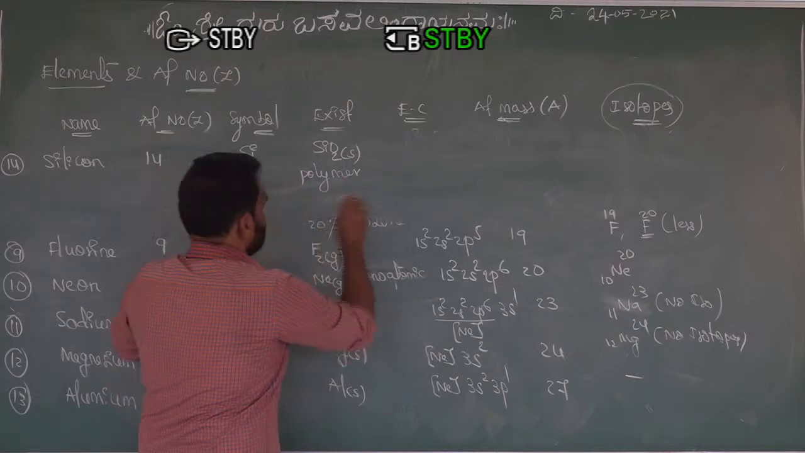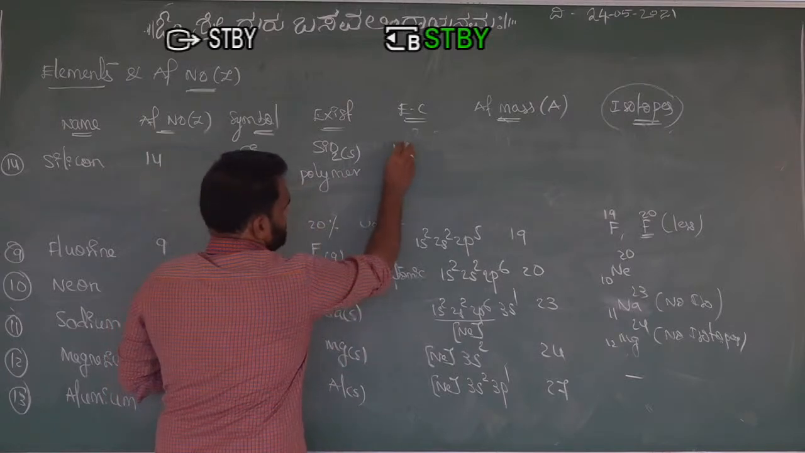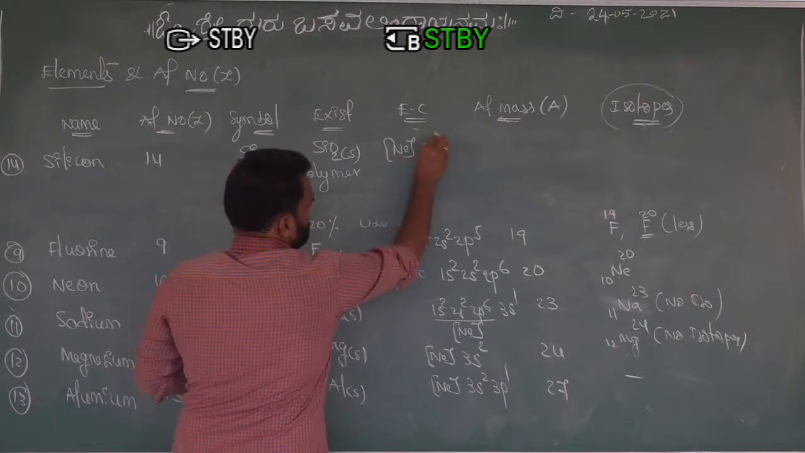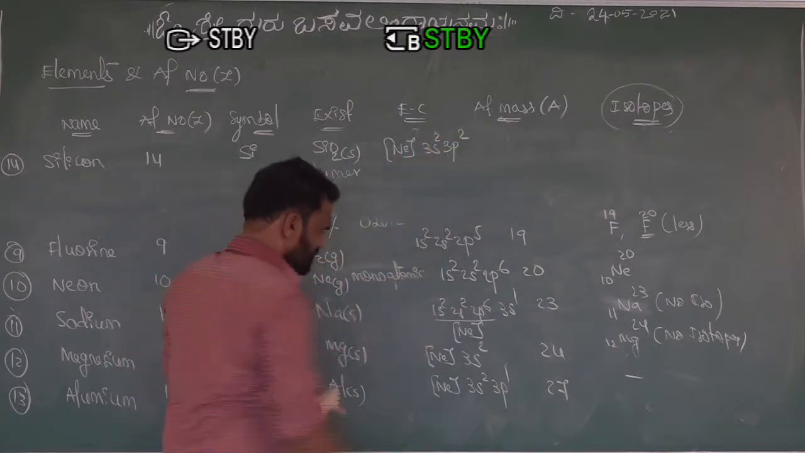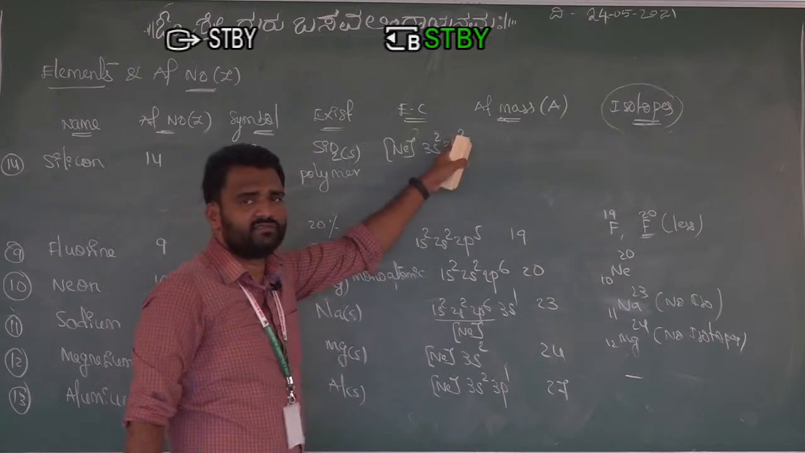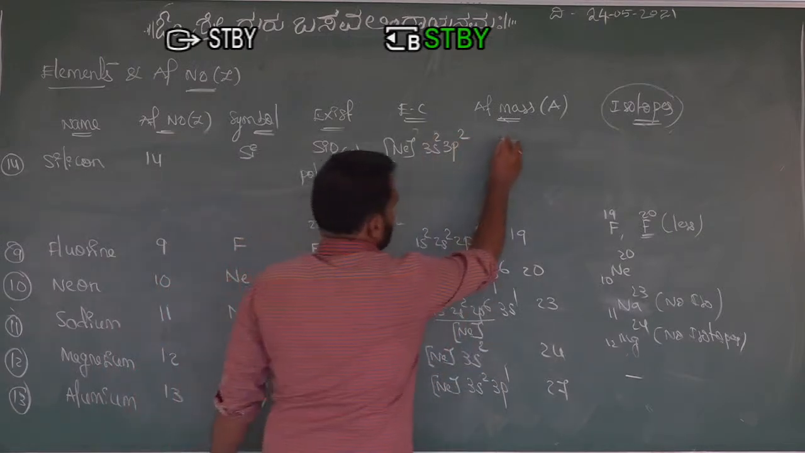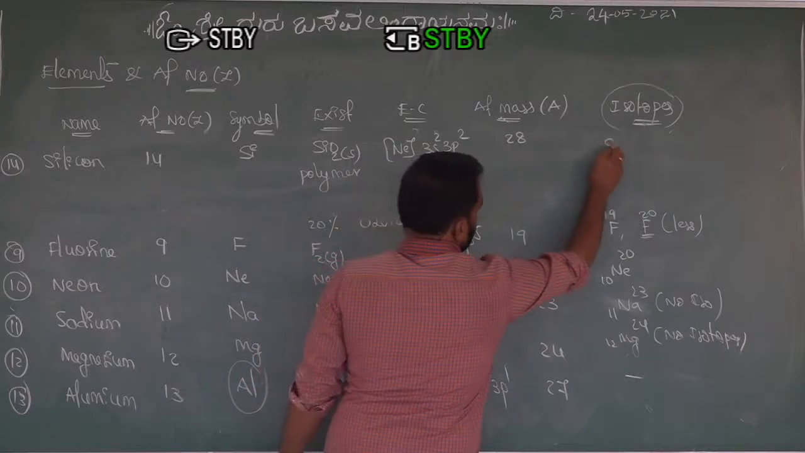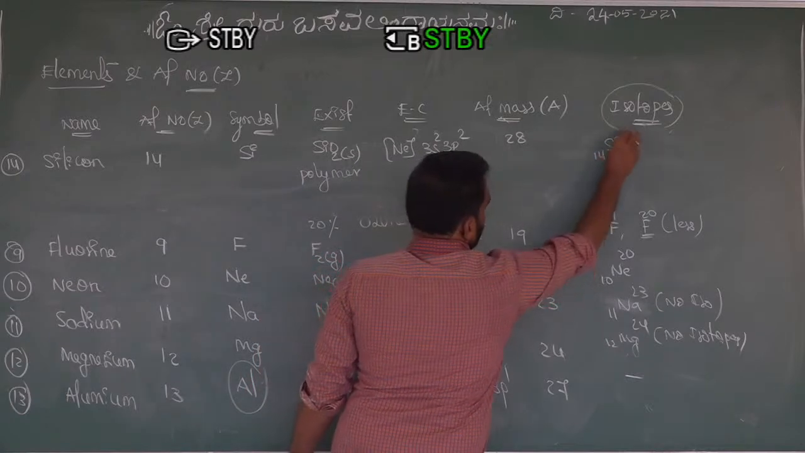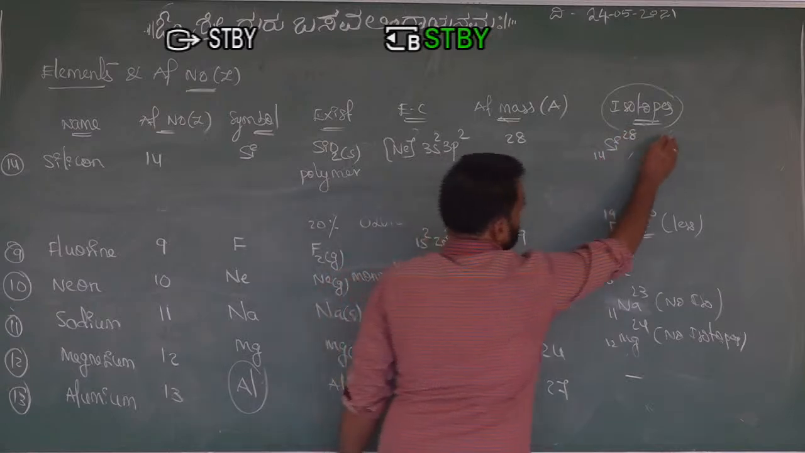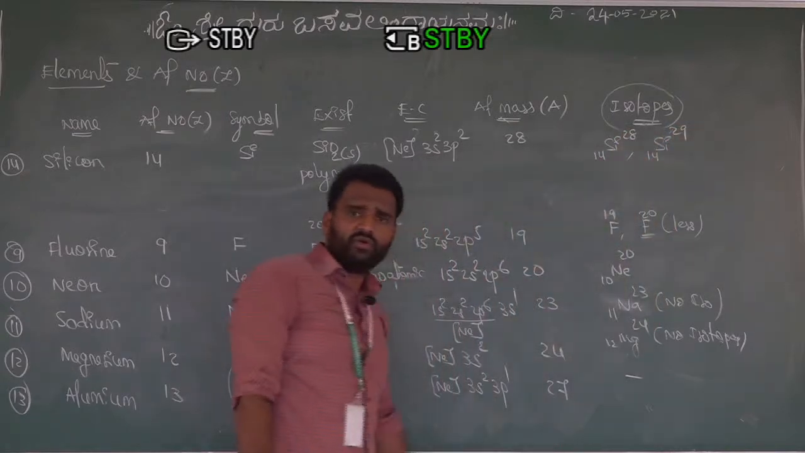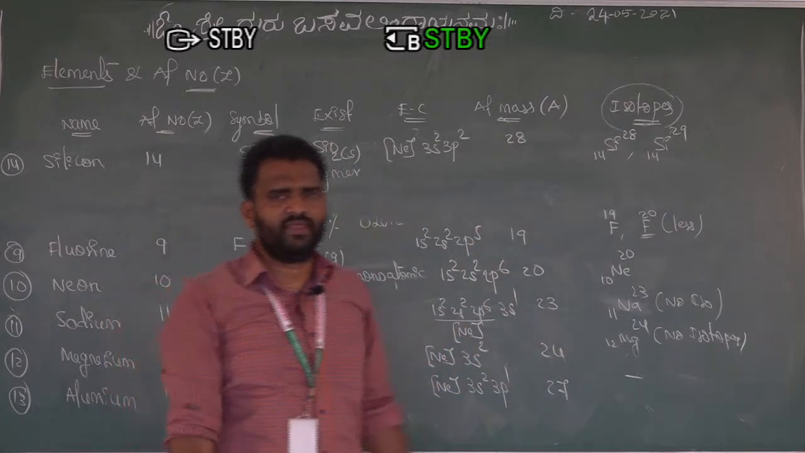With atomic number 14, what is the electronic configuration? After neon, you can write 3s2 and 3p2. Aluminium was 3p1, now it is 3p2. The atomic mass of silicon is 28. Silicon exists as the isotopes 14 with mass 28 and mass 29. These are the two isotopes of silicon that exist in nature.